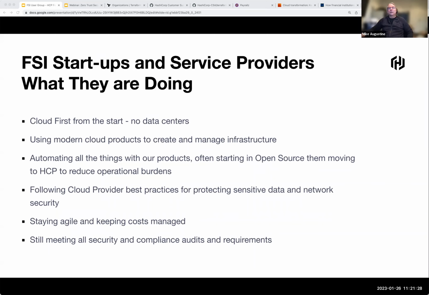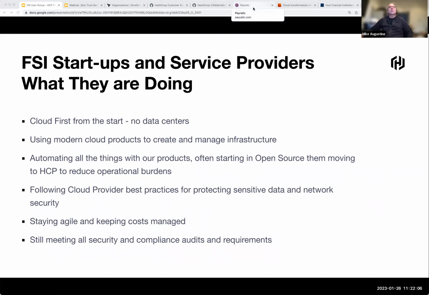One thing I wanted to point out is you look at the industry, especially what's happening in the smaller organizations, but especially the startups and service providers. They're getting away with using the cloud from the beginning. They're cloud first. They haven't started in data centers. They are meeting the compliance and security audit requirements. They are doing the things that you need to do, and yet they have been doing it from the beginning in the cloud. They're using products such as ours to do that.